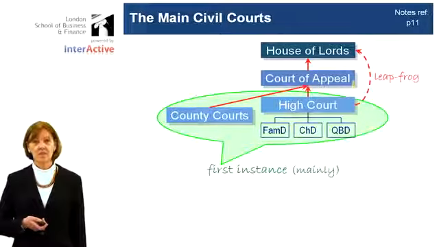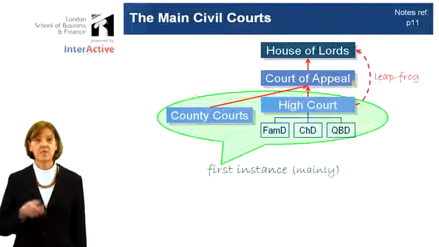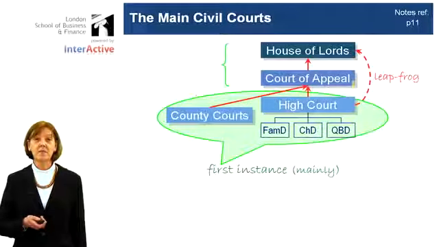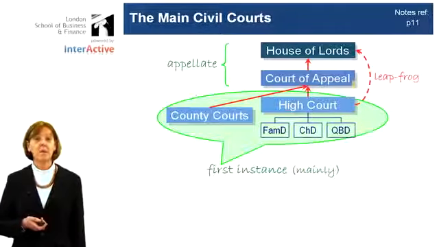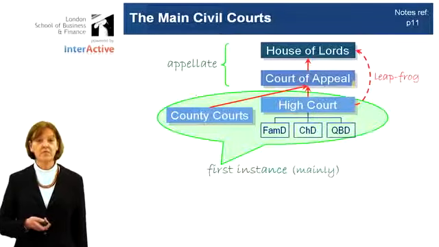Well, we said the High Court and the County Court were first instance courts, because that's where cases started off. The Court of Appeal and the House of Lords are for appeals only, and we would describe them as being appellate courts. So that's the main civil courts.